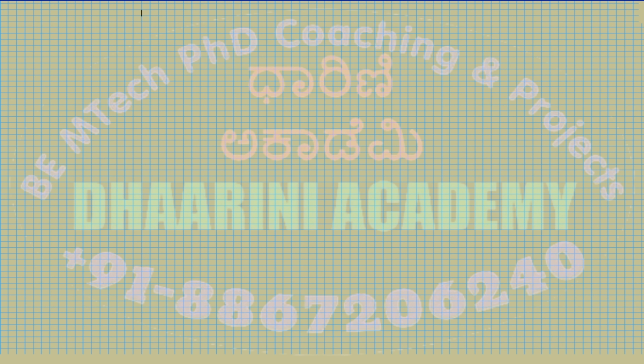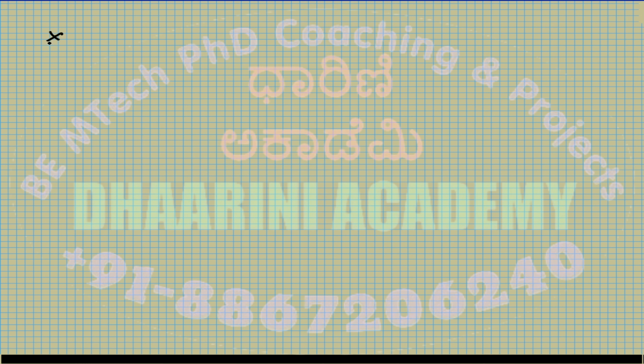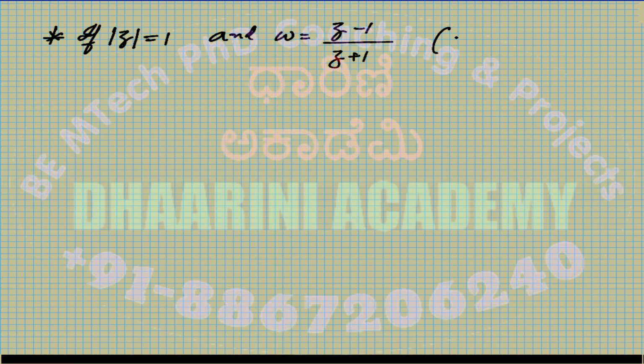Let's move to the next question. If magnitude of Z equals 1 and omega is equal to Z minus 1 divided by Z plus 1, Z is not equal to minus 1, find the real part of omega. One of the previous question paper problems.